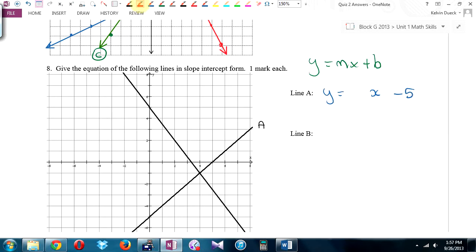Line B. I generally, again, do the y-intercept first. And there's going to be an x there. The number in front of the x is the slope. What's the slope? Looks like down 3 over 2. Half mark for the correct slope. Half mark for the y-intercept.